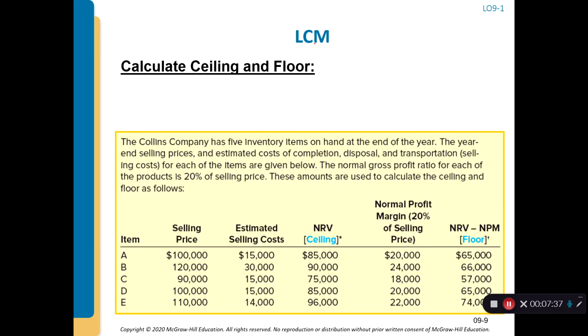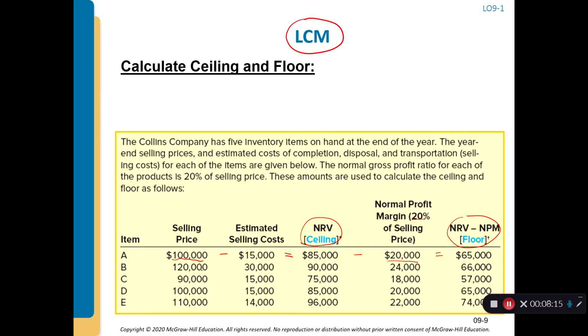First of all, in order to use the LCM system, you first need to figure out the ceiling and the floor. So for a selling price of 100,000 for item A, the estimated handling cost is 15,000. Therefore, the NRV for this product is 85,000. The normal profit margin is 20% of the selling price, hence 100,000 multiplied by 20% is $20,000. Hence the floor is going to be 65,000, which is 85,000 minus 20,000.